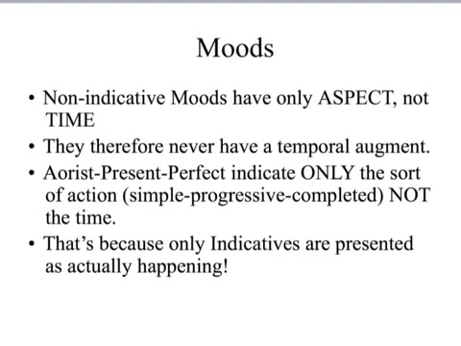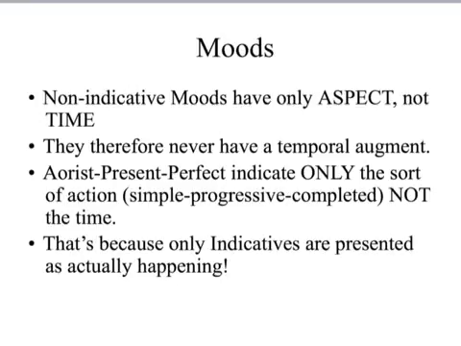Now, important thing to understand about moods is that the non-indicative moods in the Greek verbal system, so imperative, subjunctive, optative, have only aspect and not time. So while there will be different forms for aorist and present and perfect, the past ones will never get a temporal augment because time is not indicated.